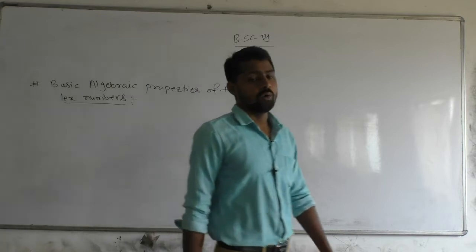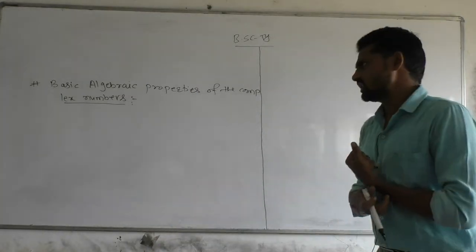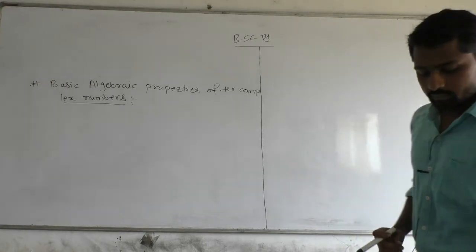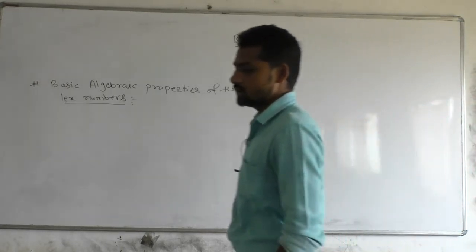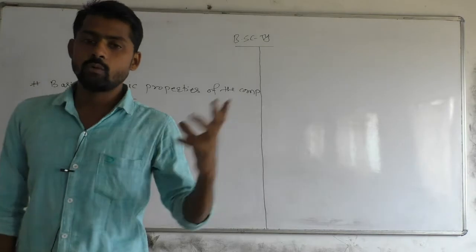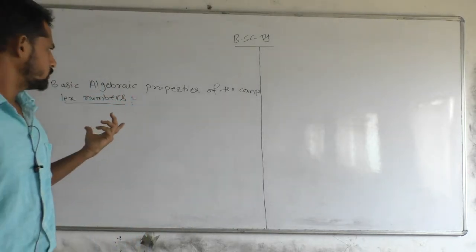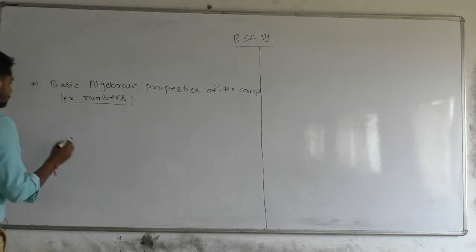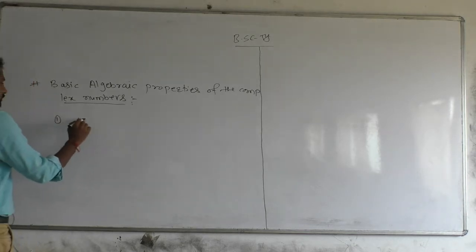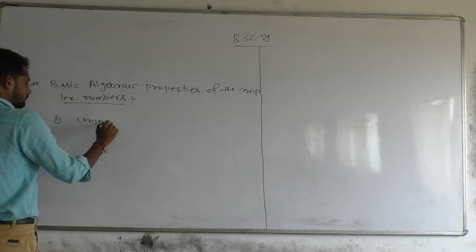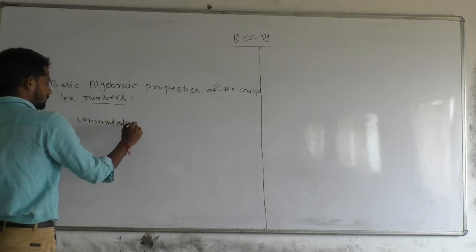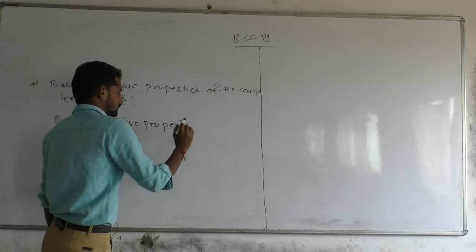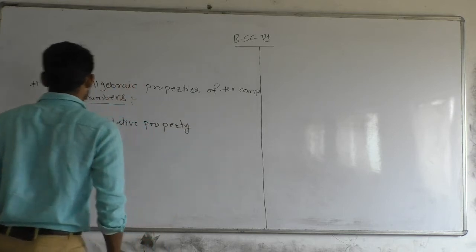We know that the set of complex numbers is a field. So it must satisfy the 11 properties of a field, but it is not an ordered field because it does not satisfy the 4 order properties. So we can consider the first property, the commutative property.